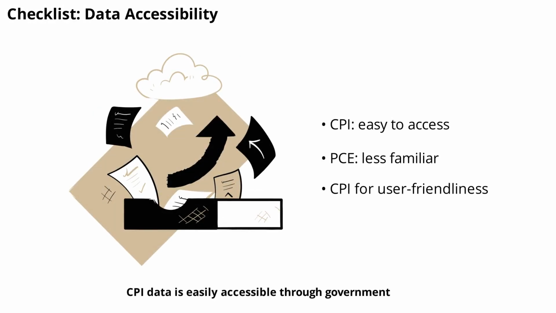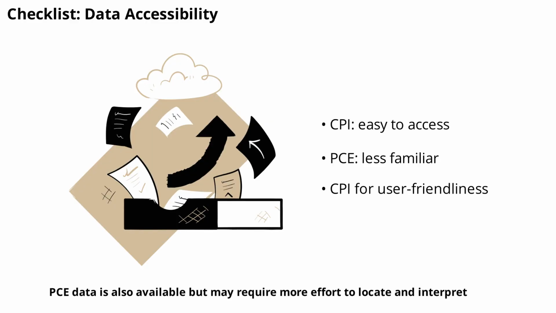CPI data is easily accessible through government websites and widely reported in the media. PCE data is also available but may require more effort to locate and interpret. For quick access and ease of use, CPI is the more user-friendly option.